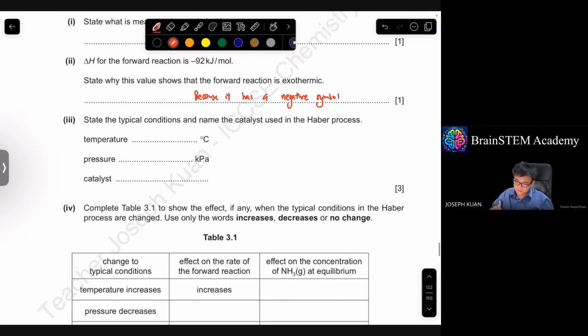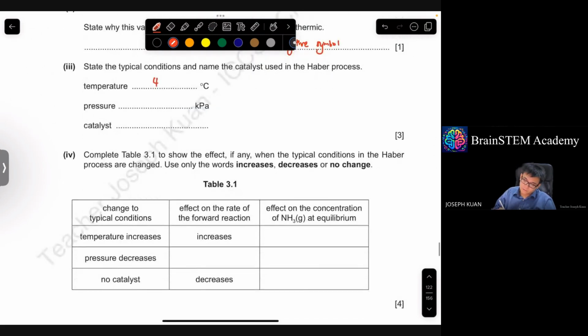Okay, state the typical conditions and name the catalyst used in the Haber process. 450 degrees Celsius, 200 atm, also known as 20,000 kPa. The catalyst is iron.